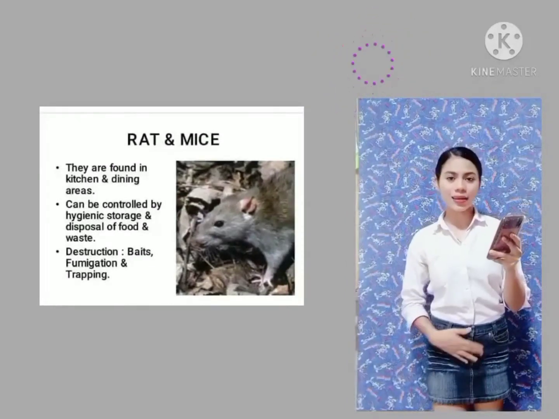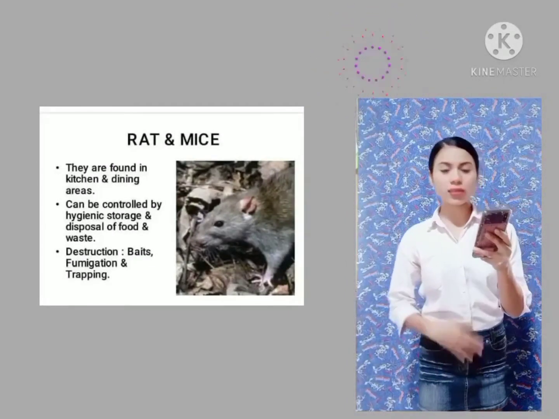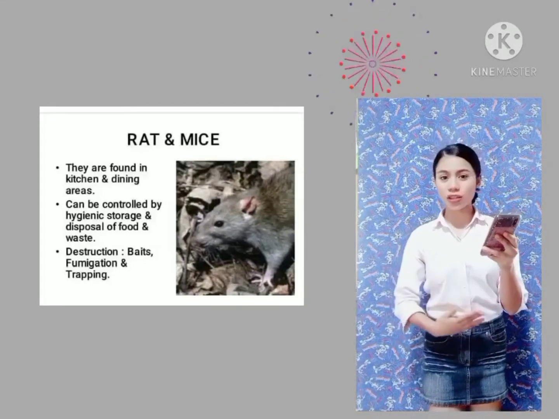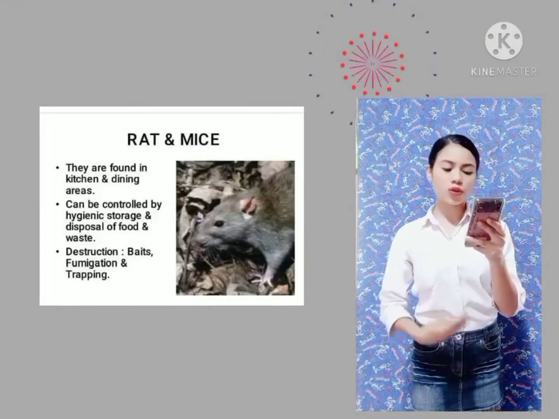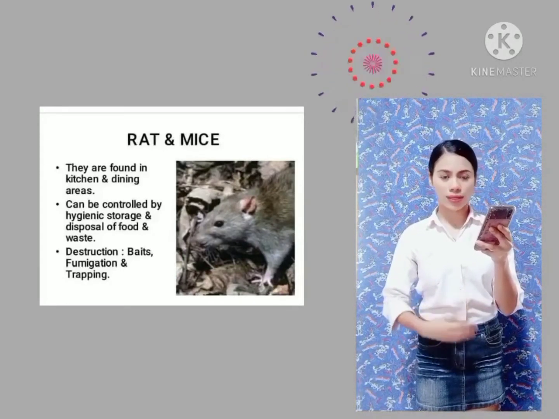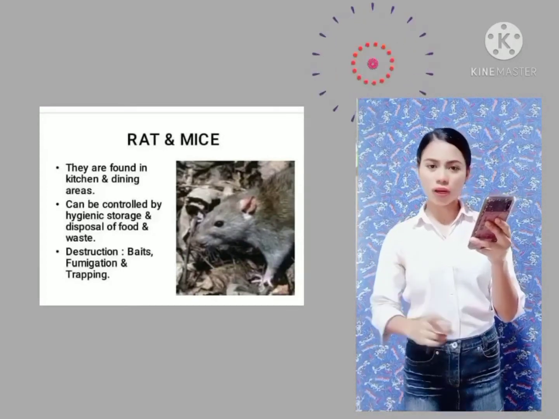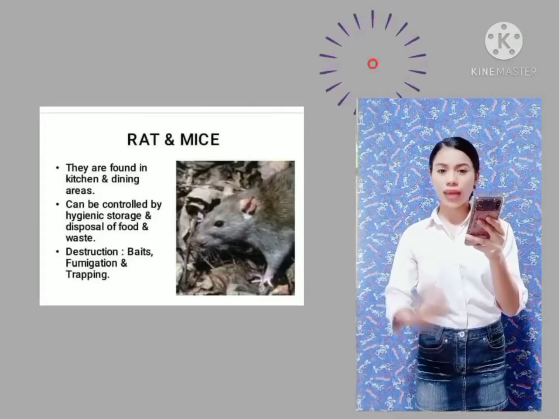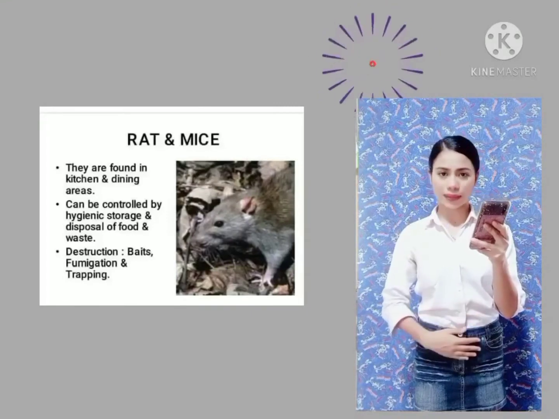The last, rats and mice. They are found in kitchen and dining areas. They can be controlled by hygienic storage and disposal of food and waste. Destruction: baiting, fumigation, and trapping.